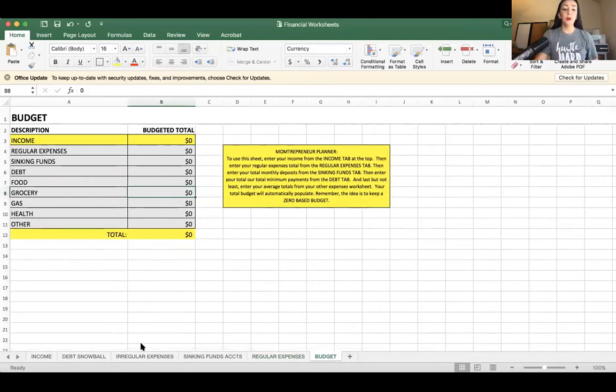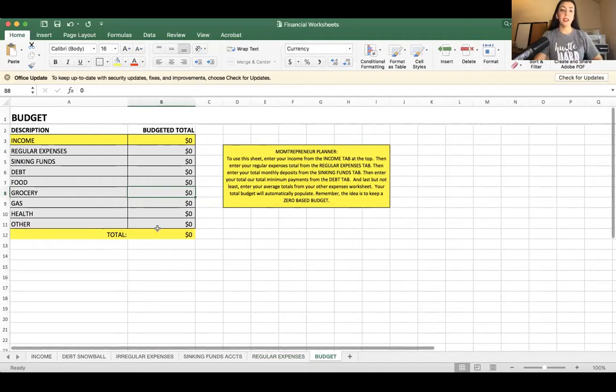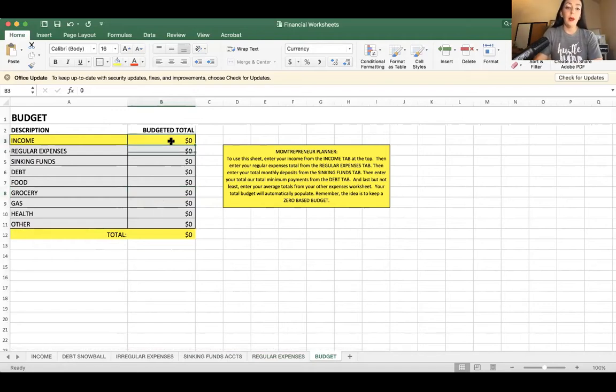And what you're going to do is you're going to go back to each of these tabs and you're going to write down those total monthly numbers. So I'm just going to flub some numbers here really quick. So let's say my total household income, because I'm accounting for myself and my husband, is $6,000, not 60. Let's say our regular expenses each month are $2,500. Let's say our sinking funds are, I think we had said like 100, right? Putting $100 a month. Let's say our debt payments are pretty big.